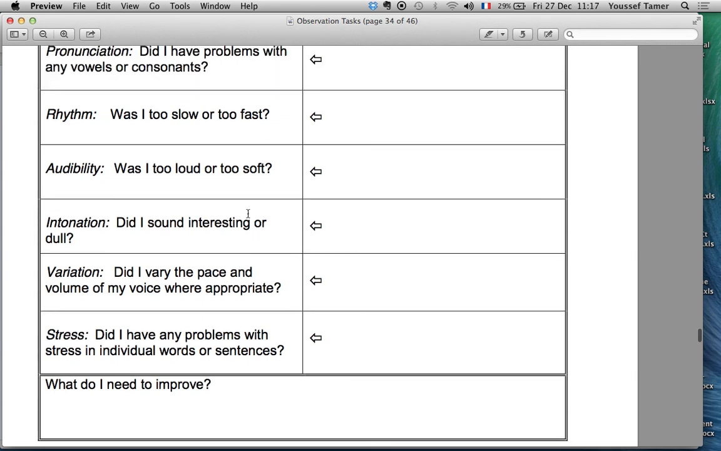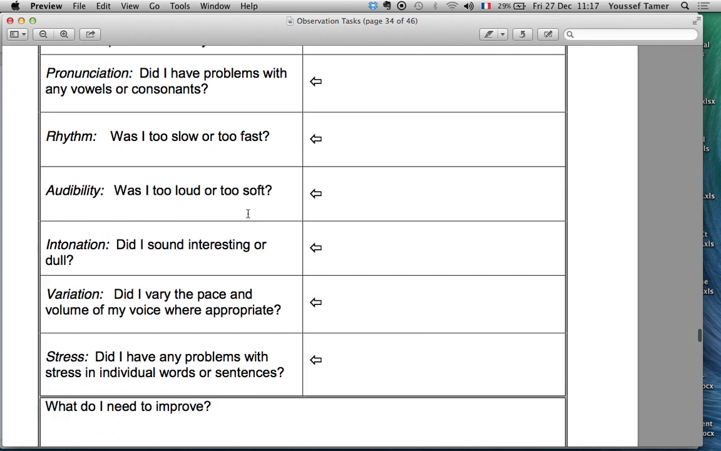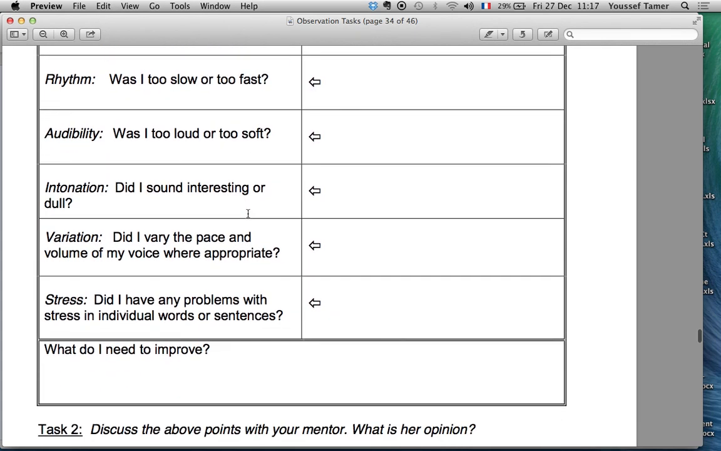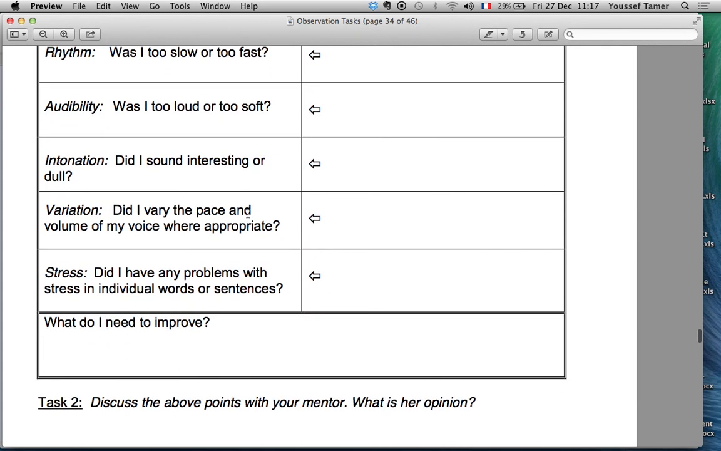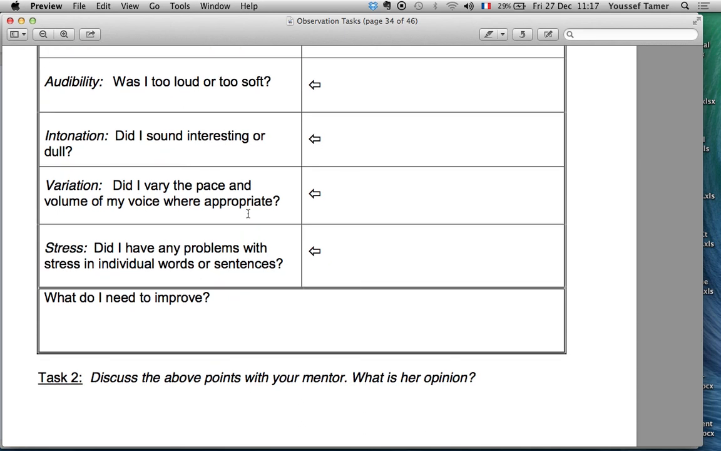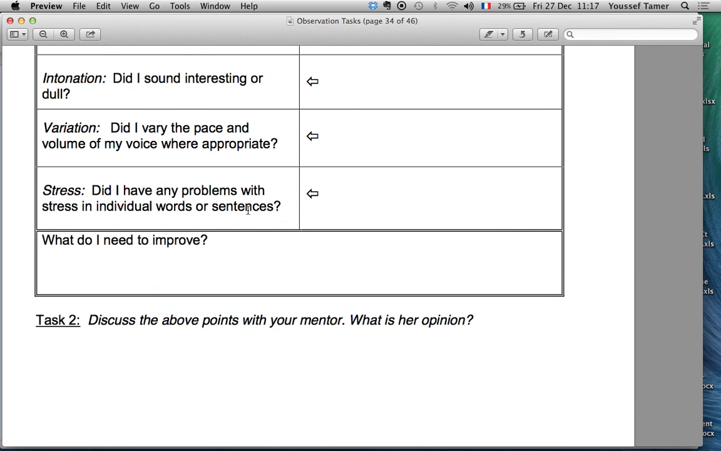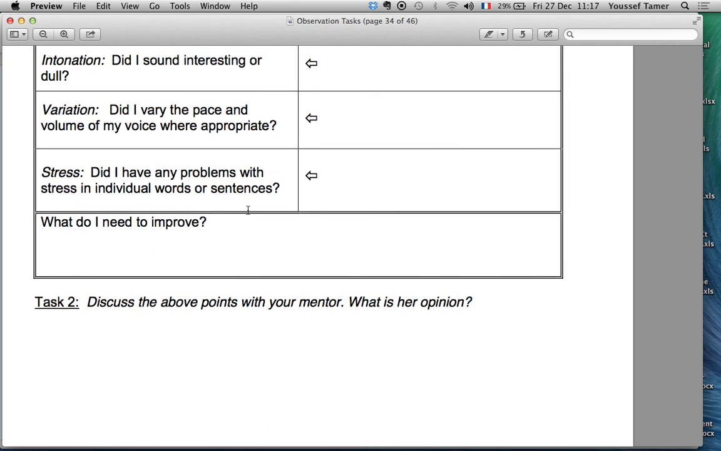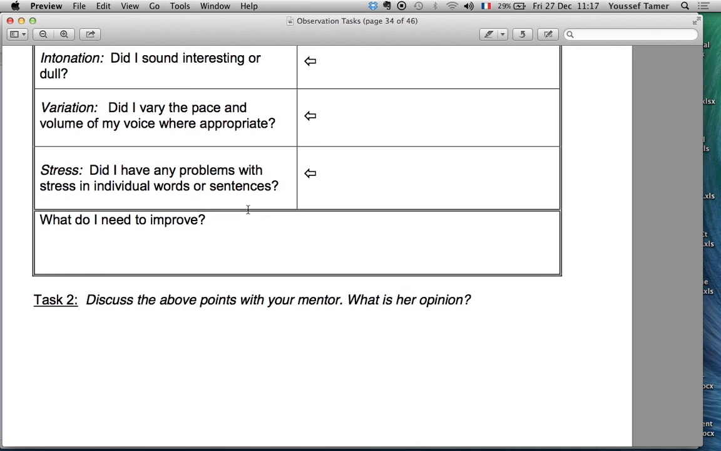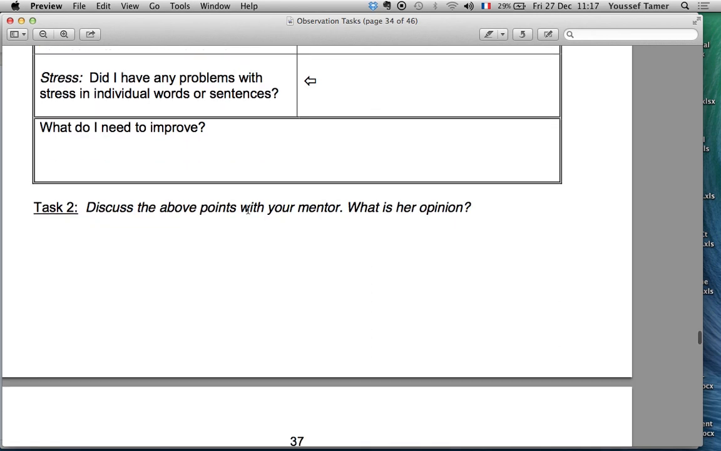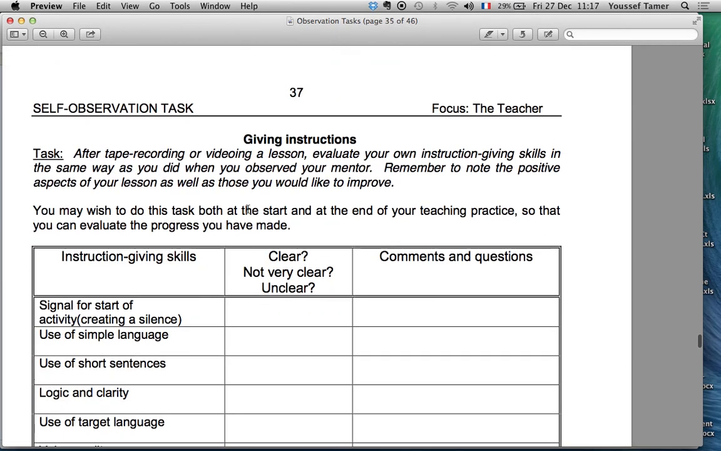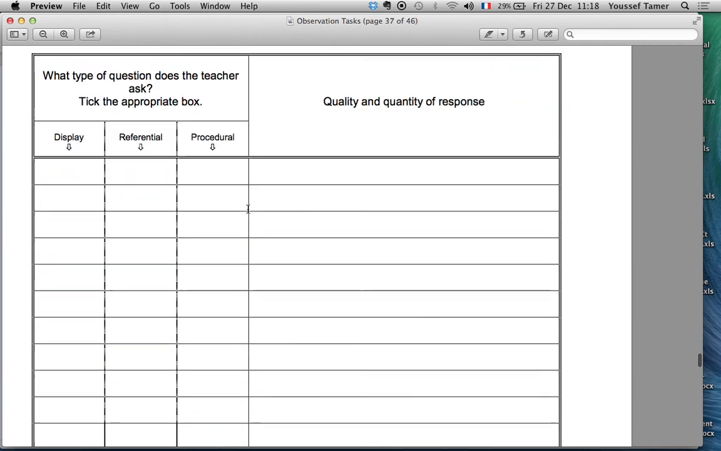So audibility: was I too loud or too soft? Intonation: did I sound interesting or odd? Did I vary the pace and volume of my voice where appropriate? Did I have any problems with stress in individual words or sentences, etc.? And then you have other aspects.